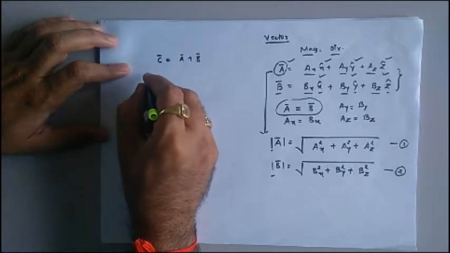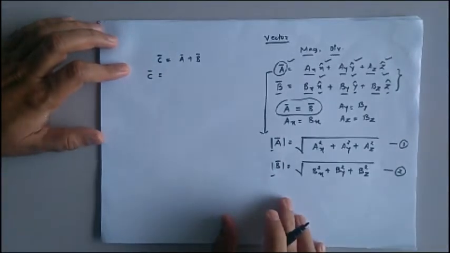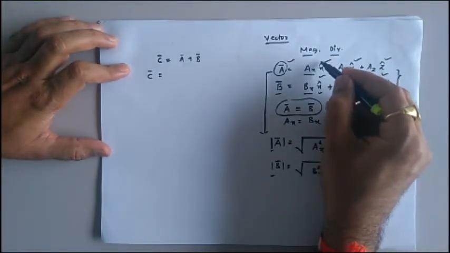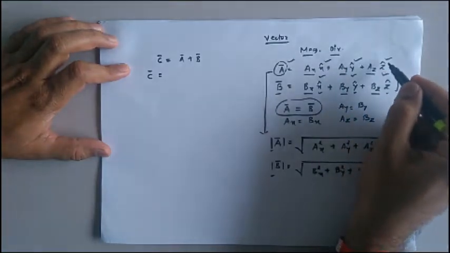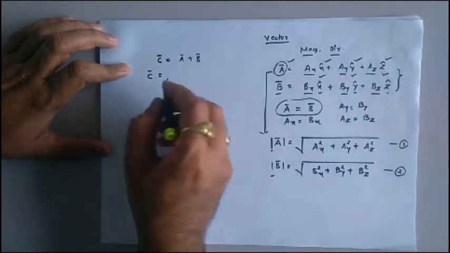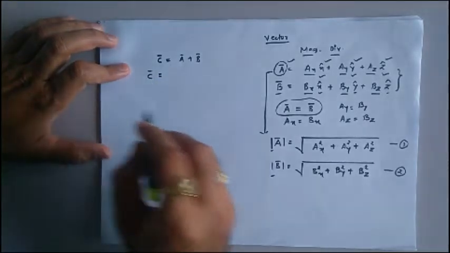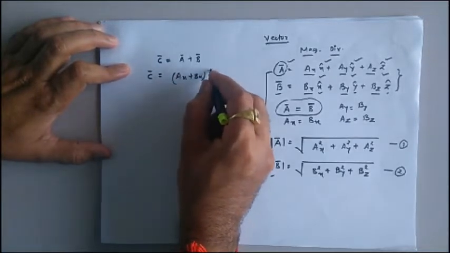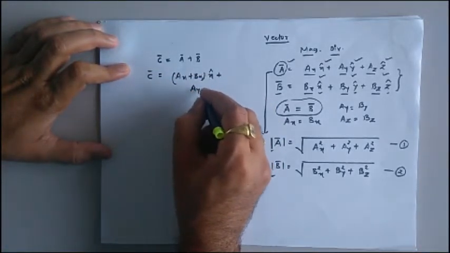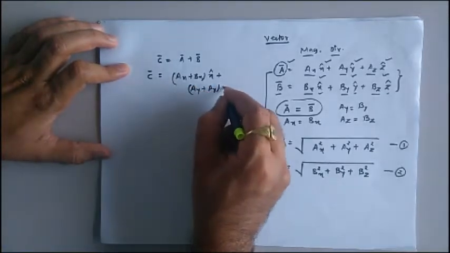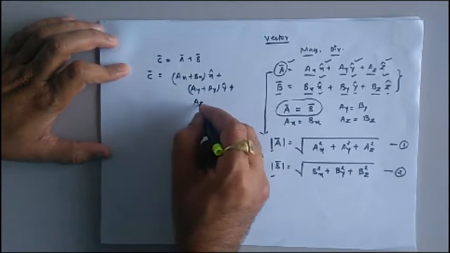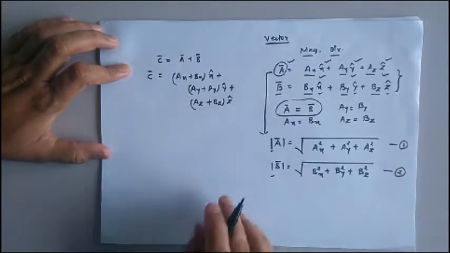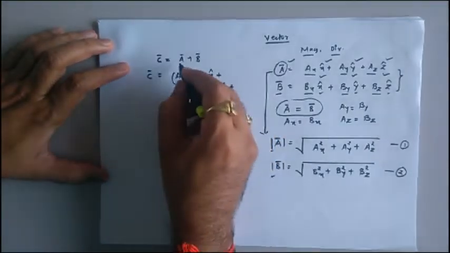So mathematically we can write c bar equals to, what we need to do? We need to add the coefficient of each vector corresponding to their x axis, y axis and z axis unit vector component. That means the expression for c bar is nothing but (ax + bx) x cap + (ay + by) y cap + (az + bz) z cap. So this is the addition of vector a bar and b bar.